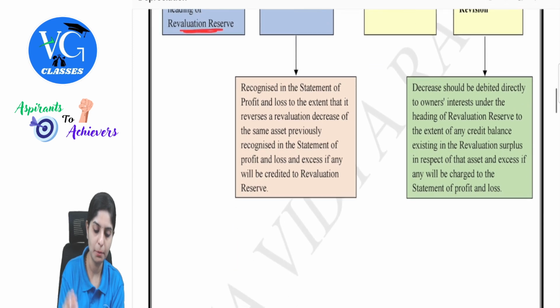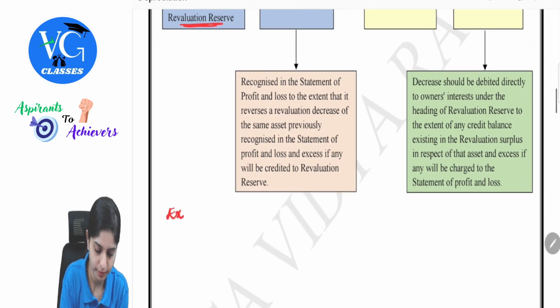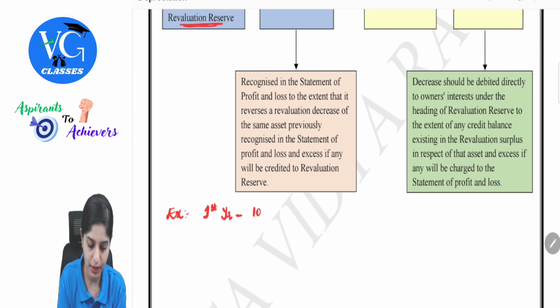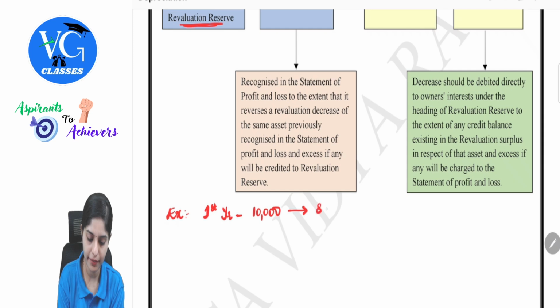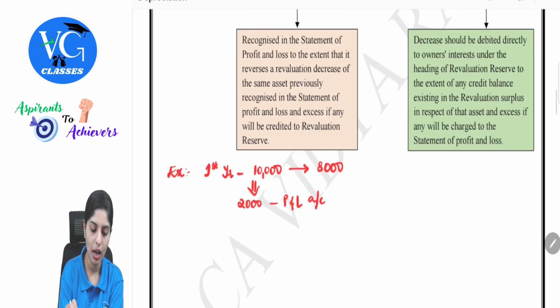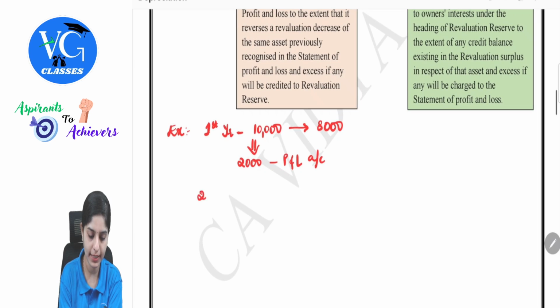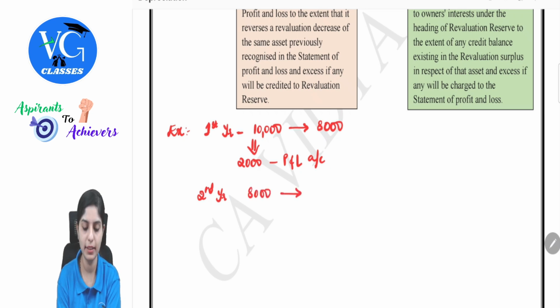So what do I mean by this? Example, assume in the first year my current asset value is 10,000. If I compare this with the market value, assume the balance in the market is somewhere around 8,000. So there is a loss here. So what I will do, 2,000 will be shown in the P&L account, right? So this is nothing but the initial downward revision. Assume later, in the second year, my asset is showing at 8,000, but when I compare this with the market, it is reflecting at 12,000.